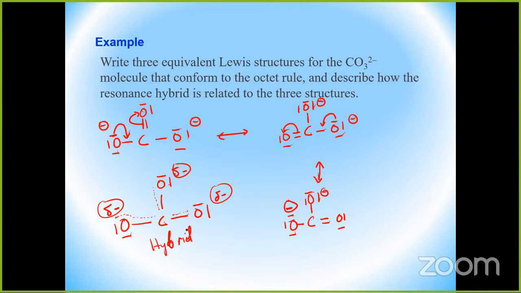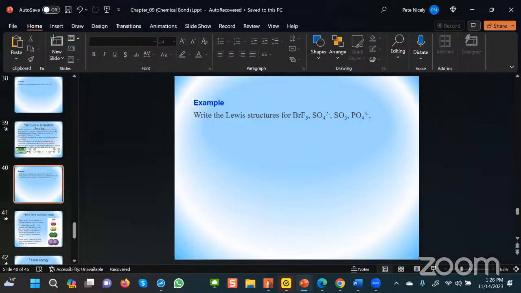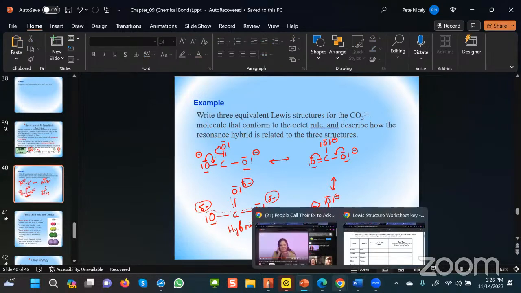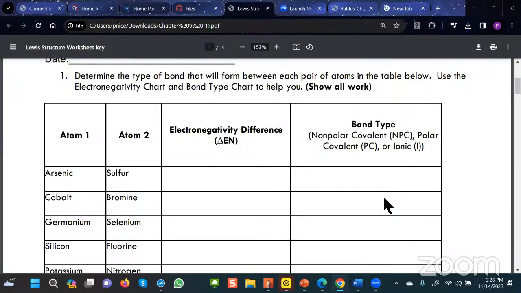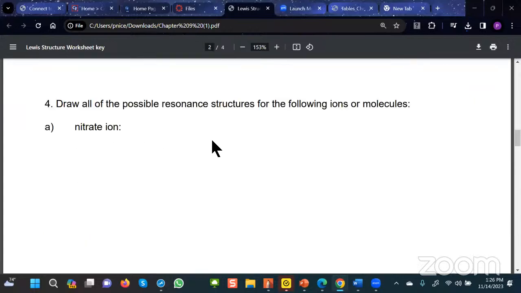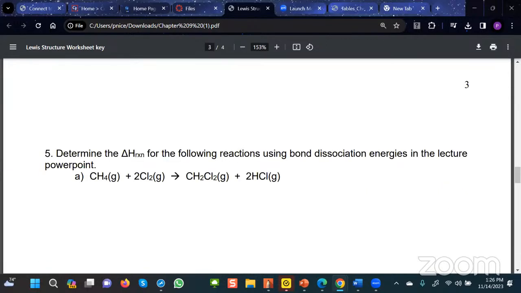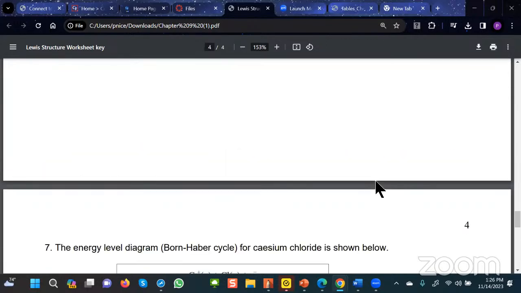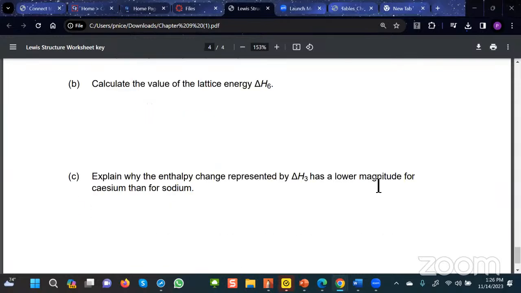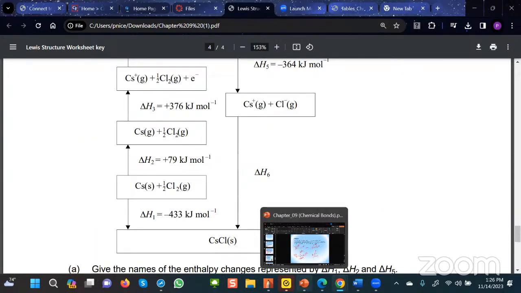If I remember correctly, there's one question in this assignment which asked about that. Let me see here. Okay, so, right. Well, this is asking for resonance structures, right? So, okay. All right, let me go back to the PowerPoint here.